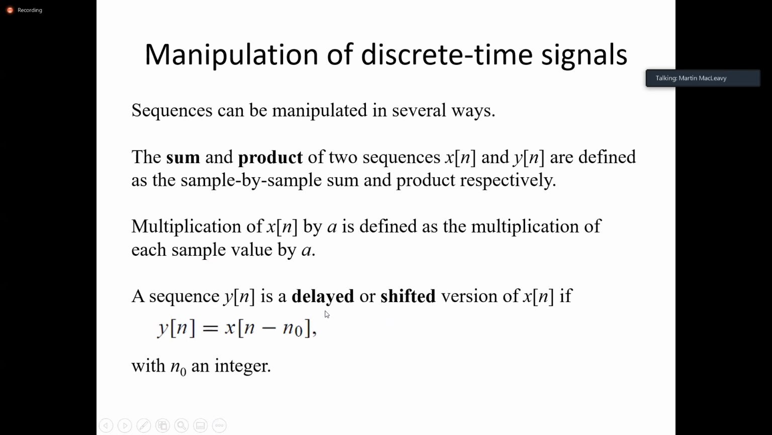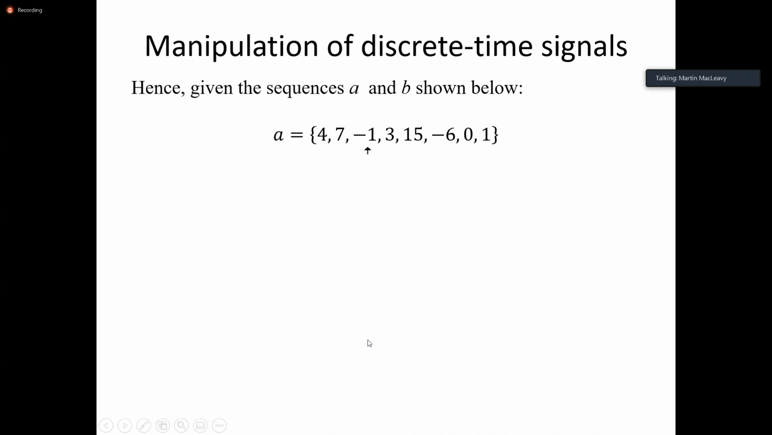When we're going to shift a signal here, we're actually going to generate a new sequence, y of n, sorry, and here is our original sequence, and this n0 there is our shifting number, how many samples we're going to shift it by. We'll look at that over here. So here we're given two sequences, A and B, A shown there and B here. So we can add them.